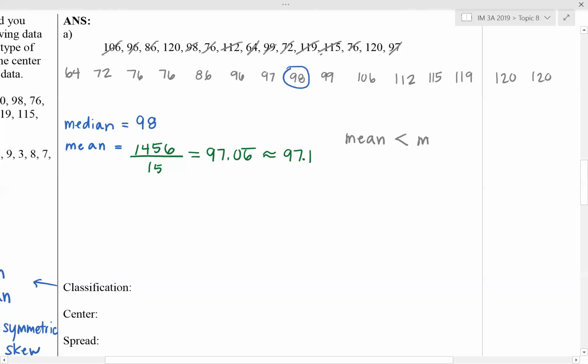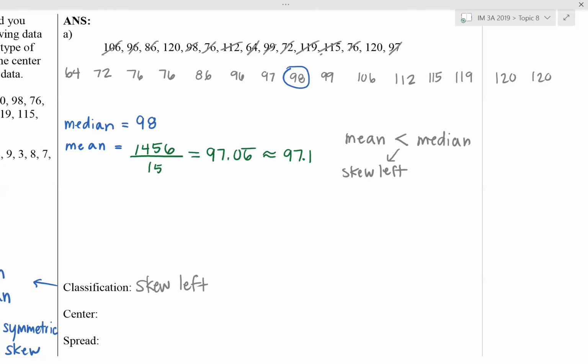And so what we can see from here is that the mean is less than the median, and less means that this is skewed left. Okay, so that means that the classification of this data is skewed left. So again, if it was the opposite, if the mean was larger than the median, larger means to the right, so it would be skew right.